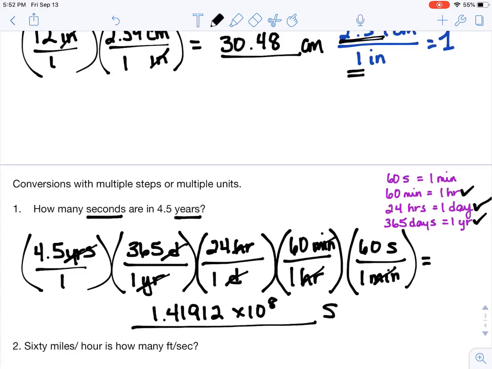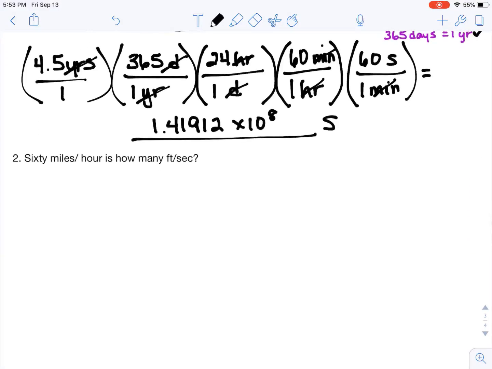Mind you, we're not concerned in this moment about significant figures. I'm only showing you the process of dimensional analysis. Of course, we could also figure out what to round to if we used our understanding of significant figures.